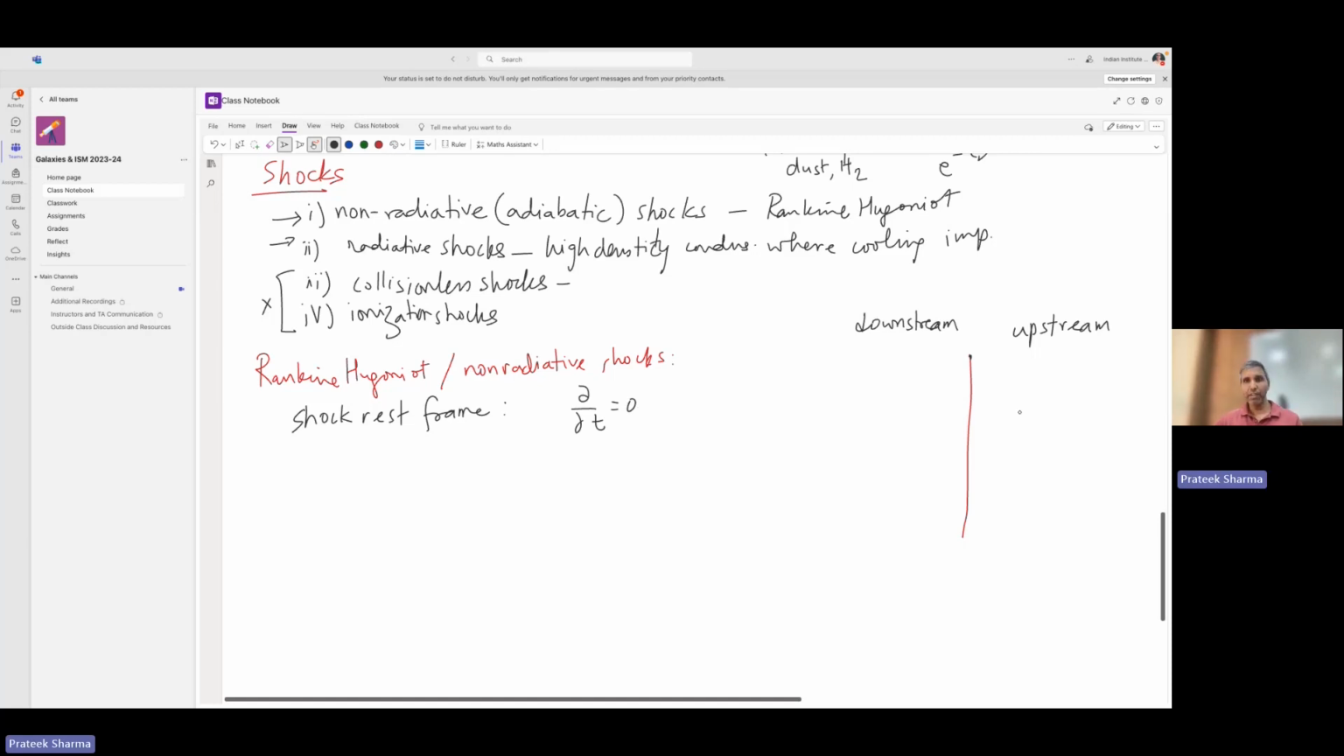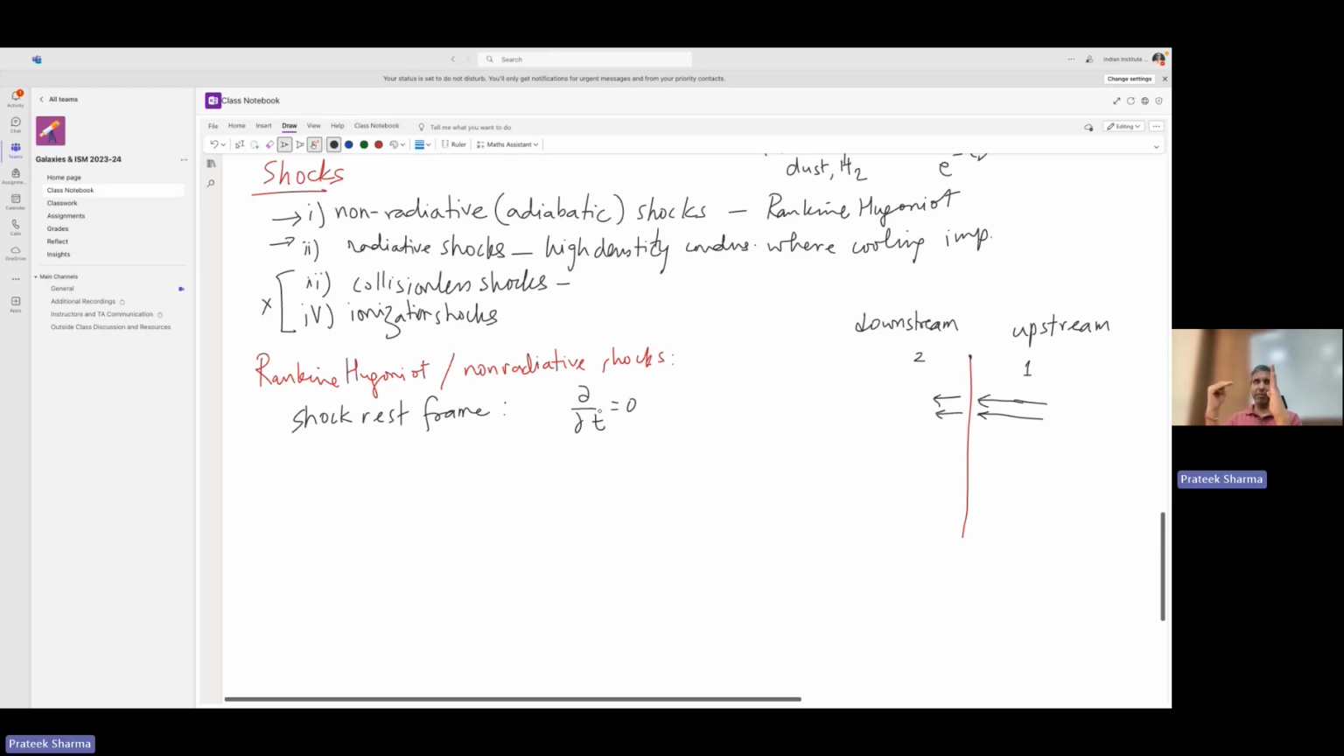In the shock rest frame, you have an upstream flow coming in, it slows down and forms a downstream flow. Upstream is indicated by one and downstream is indicated traditionally by two. Only in this frame, the shock frame, you don't have any variation in time. If you are in the lab frame and the shock is moving, the conditions change as the shock passes, so you cannot apply partial by partial t is zero. Only in the shock rest frame can you say that nothing is changing with time.